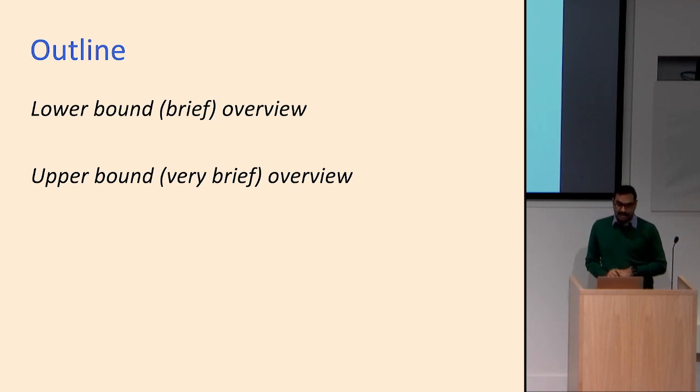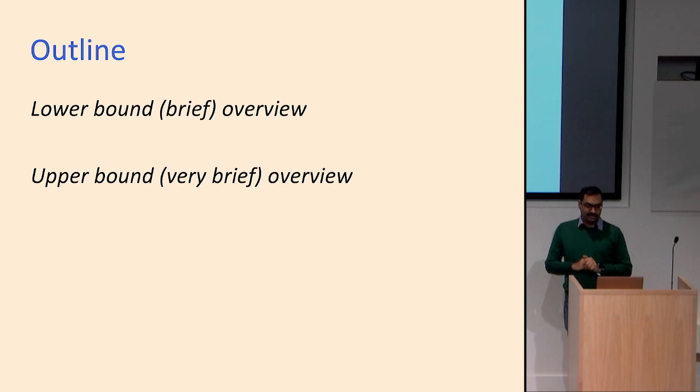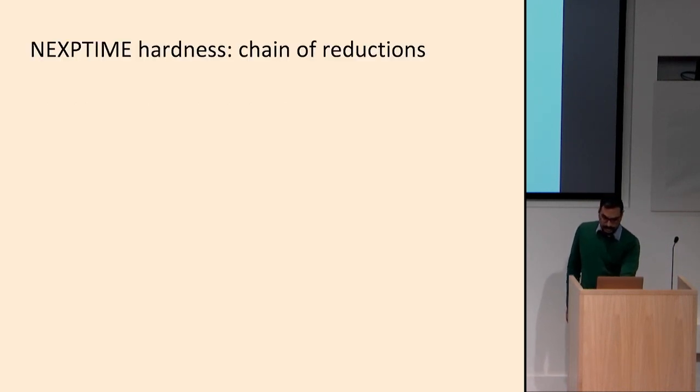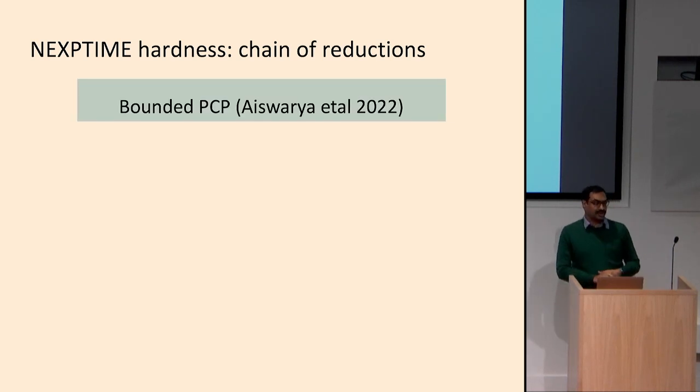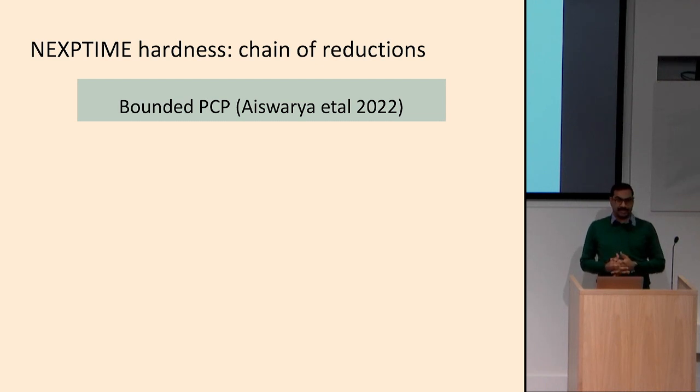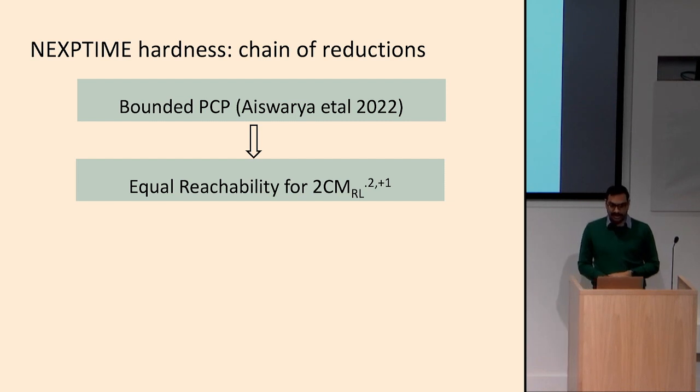So I will now go into a brief overview of the lower bound and possibly skip the upper bound entirely. The reason I want to go into the lower bound is because I feel that this was the somewhat more surprising result for us. So here is the chain of reductions that we use. There is a bounded version of the post correspondence problem. PCP is well known to be undecidable. There's a bounded version which is known to be NEXPTIME-hard, and so we start from there and then proceed through a chain of reductions. This is a very descriptively written model, but it looks a little bit scary.